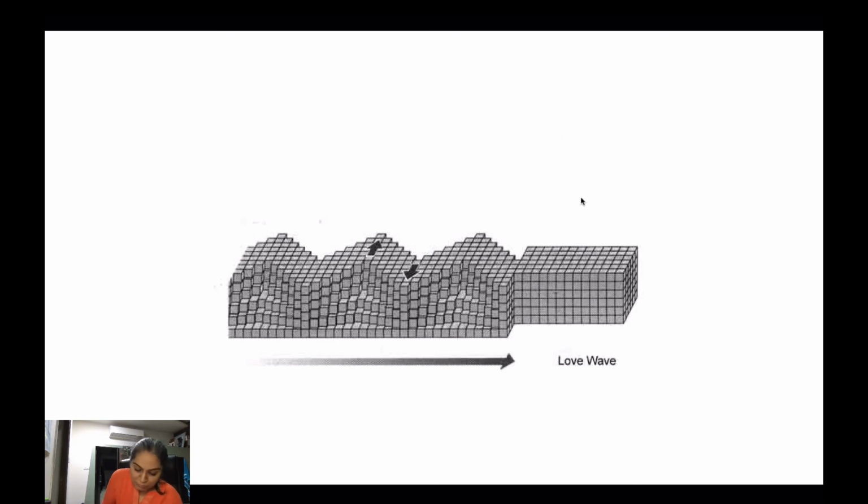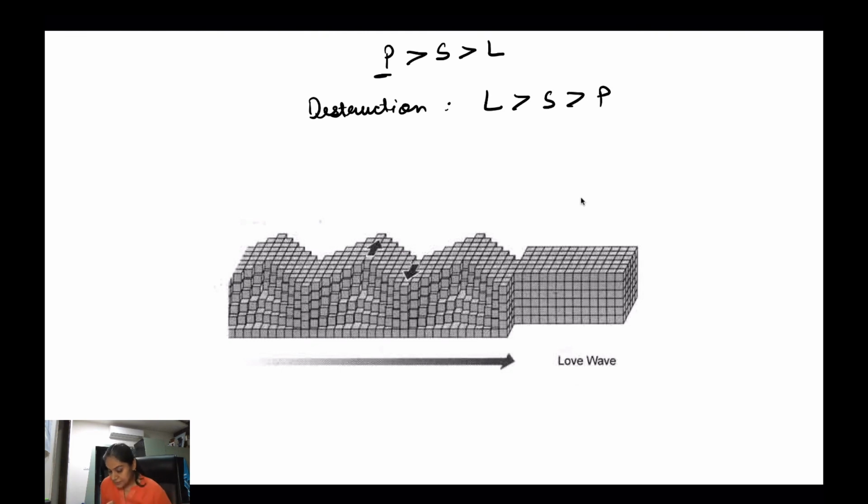Also, what we need to remember is that in terms of speed, P waves have the highest speed, and then come the S waves, and then comes the Love wave. I'm writing L here because if I write S for surface, it will be a confusion. So P is of the highest speed, whereas in terms of destruction, it is exactly the opposite, where the L wave causes the most destruction, then come the S waves, and then come the P waves.